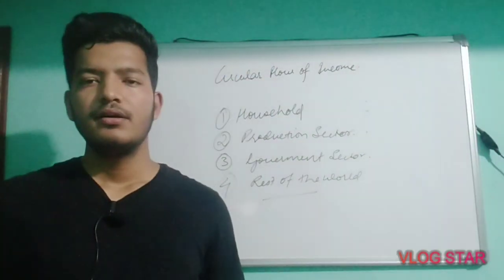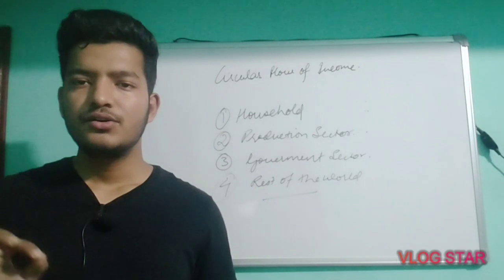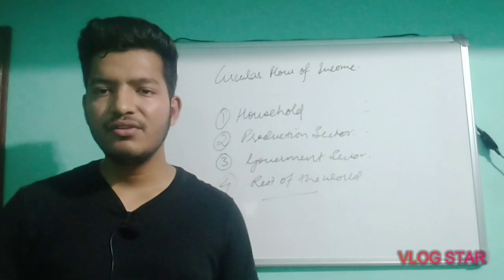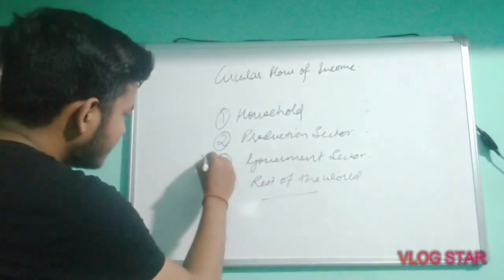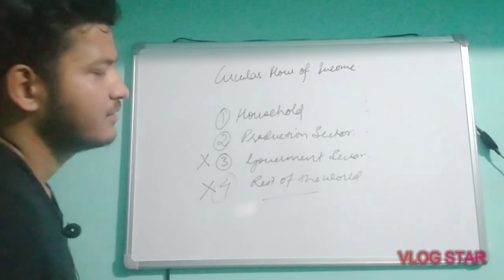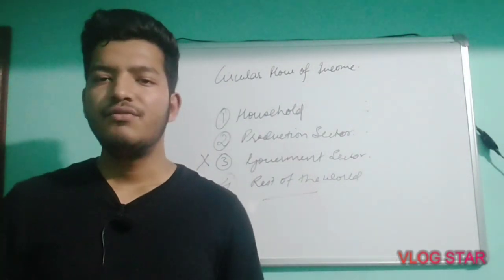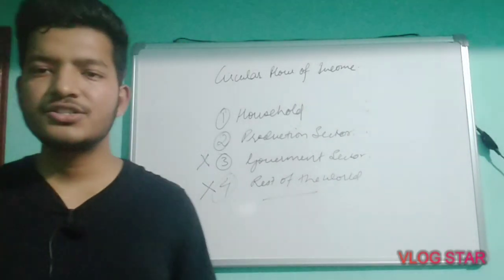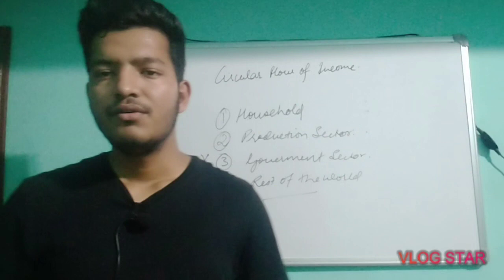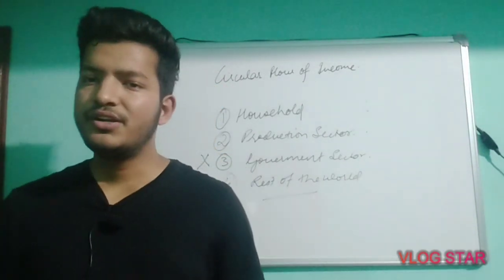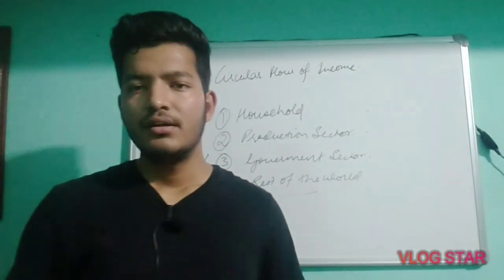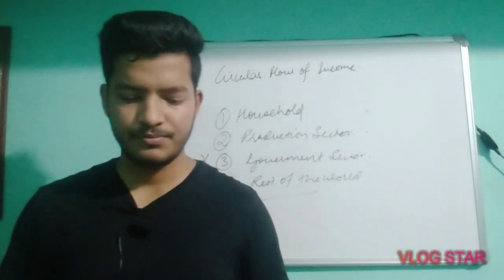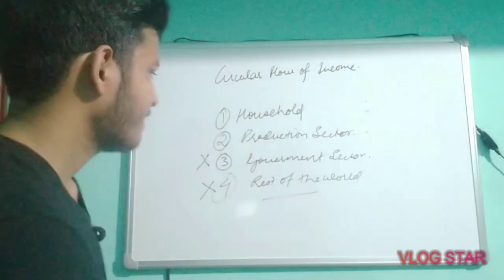In this video, we will discuss only the two sector model of circular flow of income. It means that there will be no involvement of government sector and rest of the world in it. And in the next video, we will discuss the three sector model also. But before the discussion of the two sector model, the first thing we need to understand is what factors are required for the production of any good. So let's have a look.